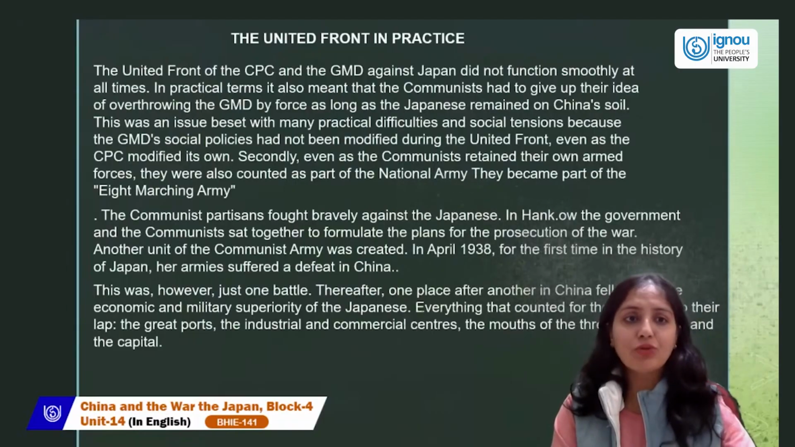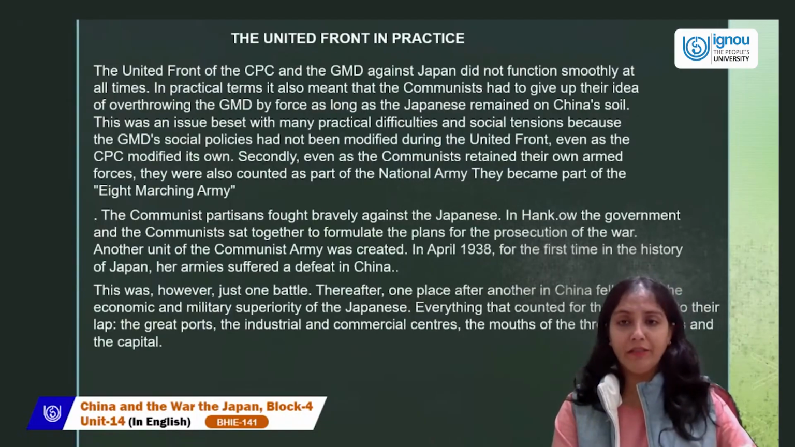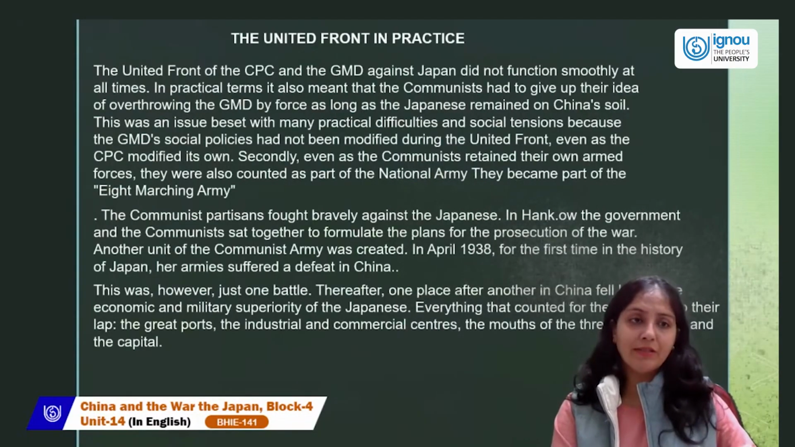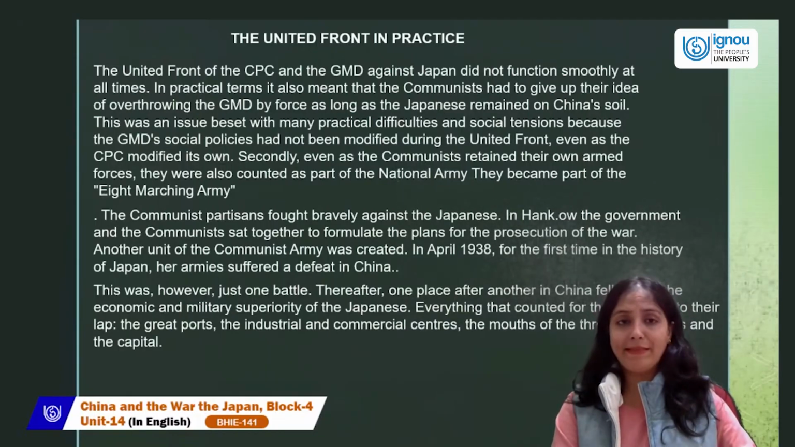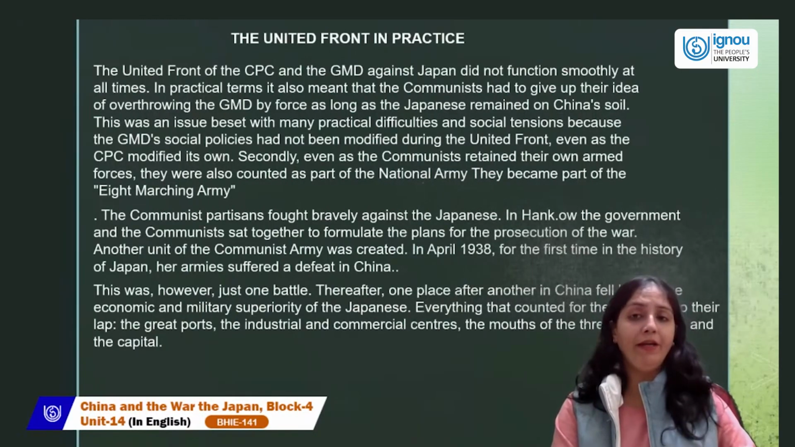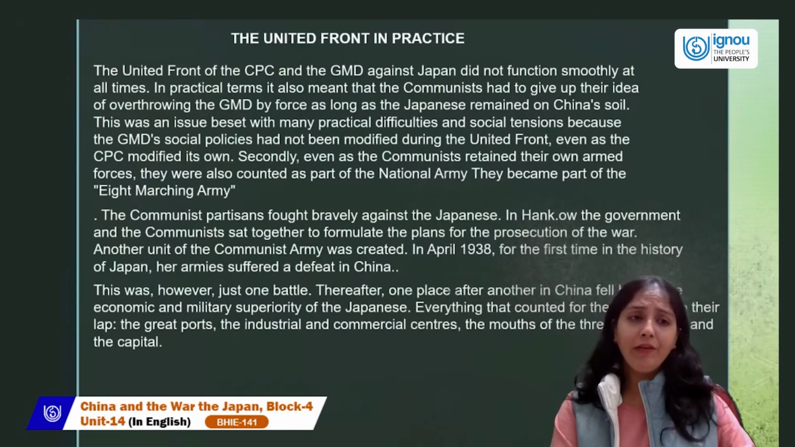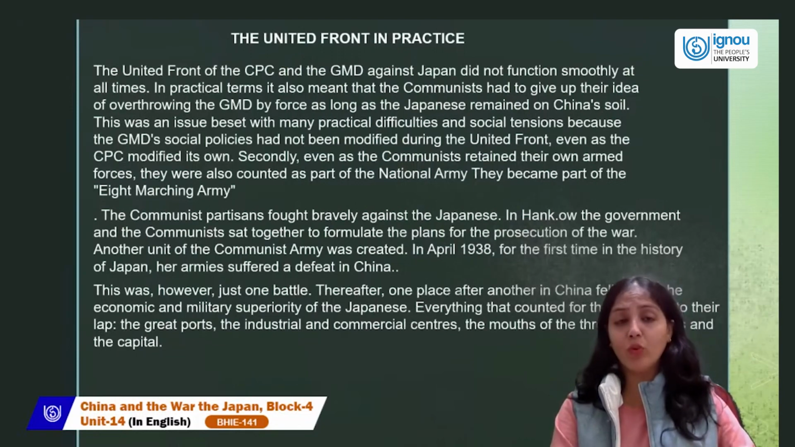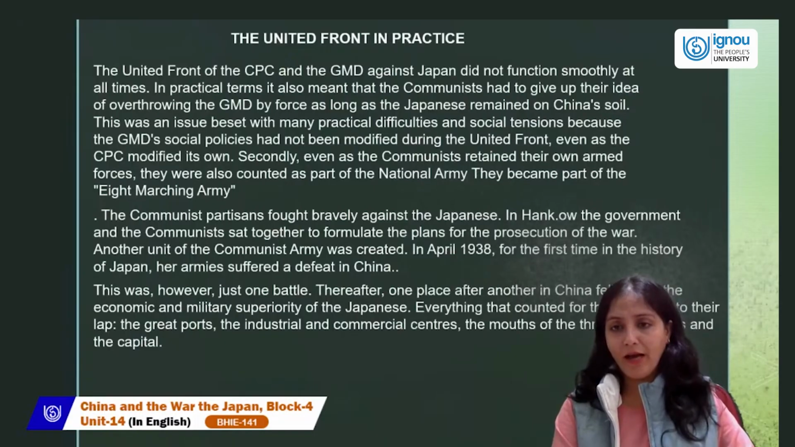This was an issue beset with many practical difficulties and social tensions, because the Kuomintang's social policies had not been modified during the United Front, even as the CPC modified its own. And secondly, even as the communists retained their own armed forces, they were also counted as a part of the national army.